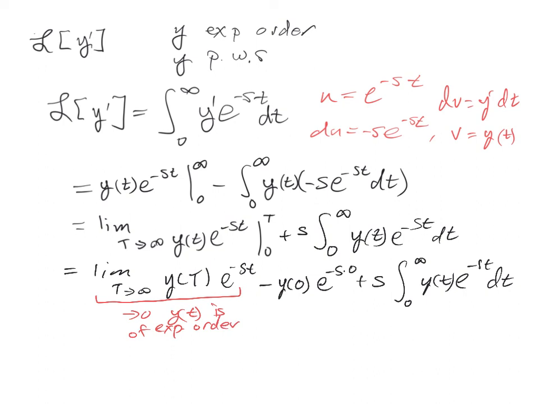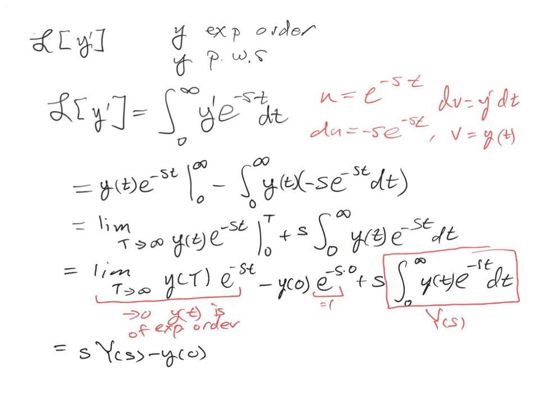The next term, well, of course, e to the 0 is just equal to 1. And then back here, rather than trying to calculate this again, you should recognize that this is nothing more than the definition of the Laplace transform with y in place. So this is nothing more than just our typical big Y of s. So when we go ahead now and look at our final result, we've got s times big Y of s, the Laplace transform of y, minus y of 0. And that is the Laplace transform of y prime.